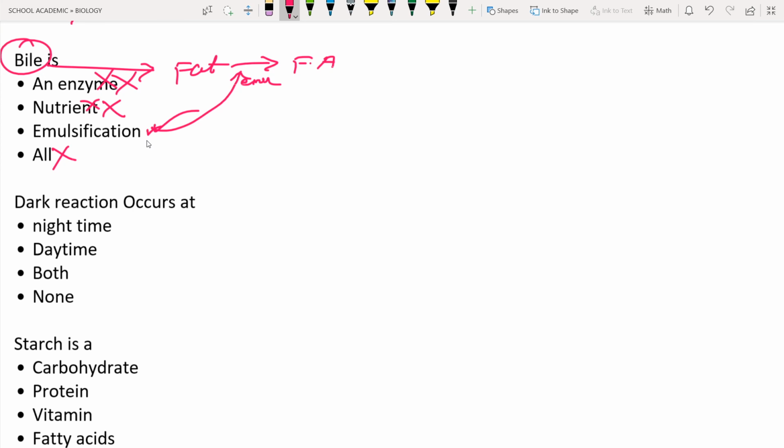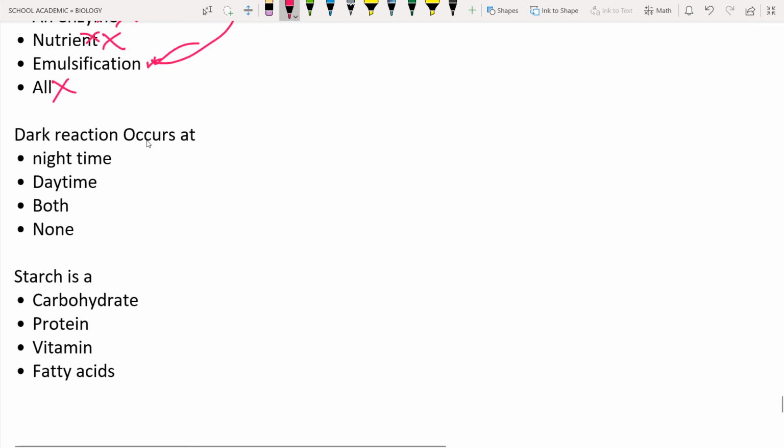Okay, next is: dark reaction occurs at night time, daytime, both, or none. So what is dark reaction? Most of the students have opted for night time. In previous lessons I have said many times that dark reaction is not about the night time. Dark reaction means independent of light and dark. It occurs all the time, whether it is night time or daytime. It doesn't matter. Whenever it is necessary, these reactions occur. These reactions are known as dark reactions, hence independent of light.